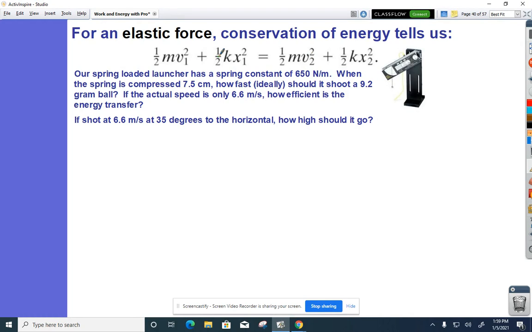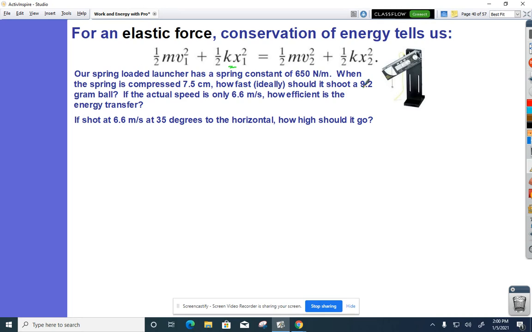Our spring-loaded launcher has an elastic spring in which we can do work, so that we can store that work as elastic energy. That spring has a spring constant of 650 newtons per meter. We're going to compress it 7.5 centimeters, so we do some work. When we do that, that work is now stored as elastic energy. And then we're going to use that elastic energy to shoot that ball, 9.2 grams, and see how fast it should come out ideally.